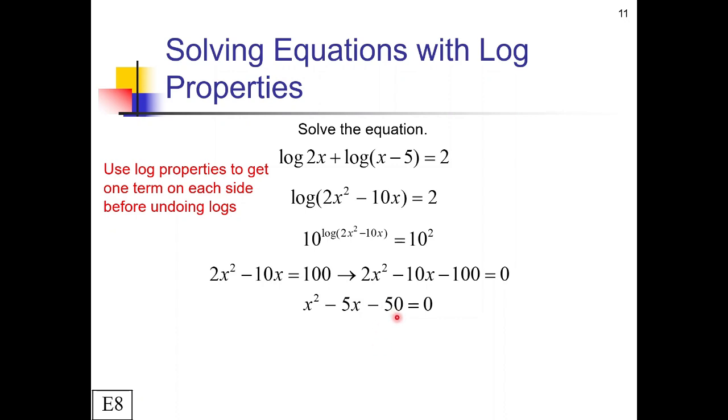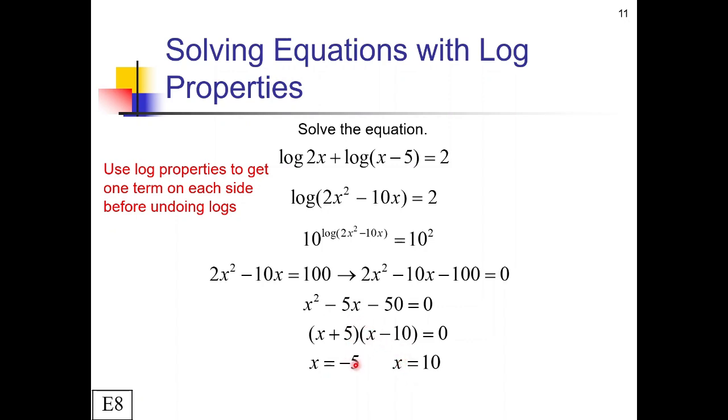So let me see here. 1 and 50 doesn't work. 2 and 25 doesn't work. 5 and 10 works if I have positive 5 and negative 10. So we can make this x plus 5 and x minus 10. Then zeroing each of these out, we see that x equals negative 5 or x equals positive 10. So we got two different answers. Or do we? Don't forget to check for extraneous roots.